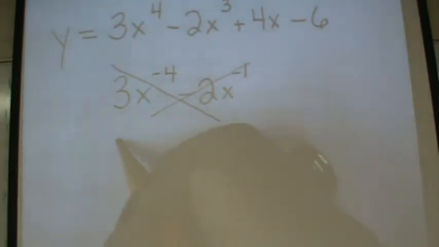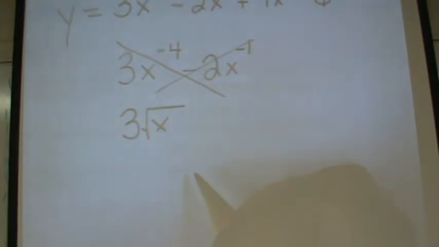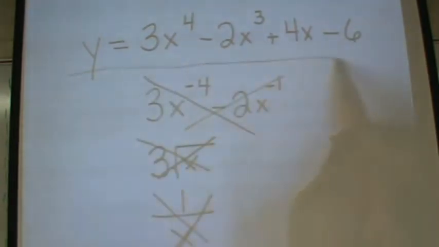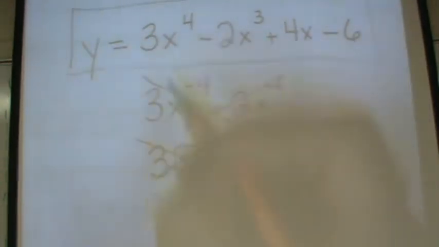You will never have a variable that's under a radical. You will never have a variable in the denominator of a fraction. These are not polynomials. So polynomial functions all have positive exponents.